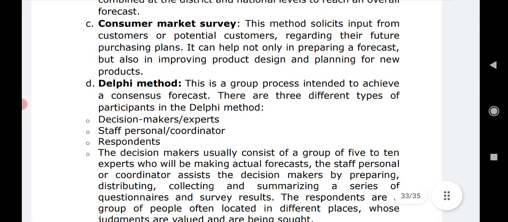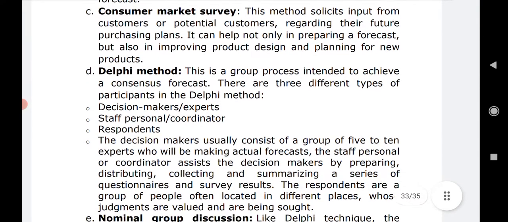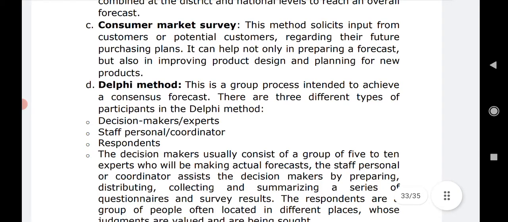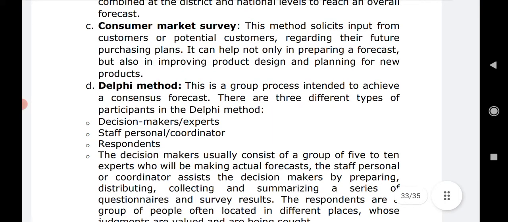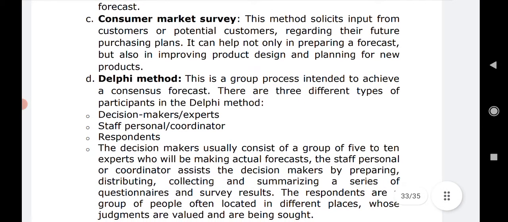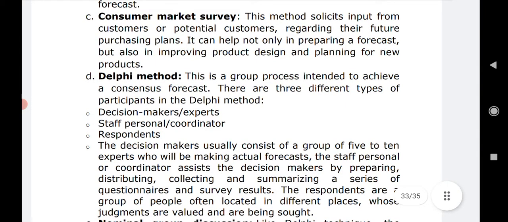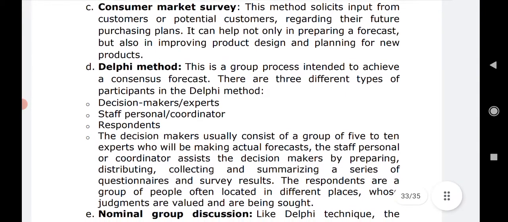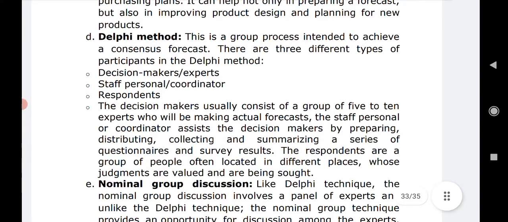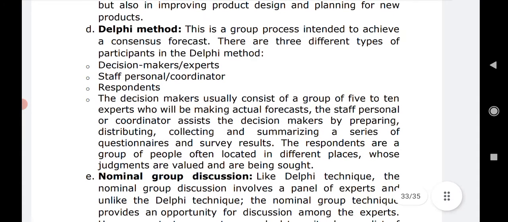This is again a commonly used technique. In this method, inputs from the customers or potential customers regarding their future purchasing plans are gathered, and it helps not only in preparing a forecast, but also helps to improve the product design at times. Even if a new product is being launched, before commercializing it, if such a market survey is done, we can make modifications in the product design, right? And the planning of the new product becomes easier. Next method that comes up is the Delphi method.